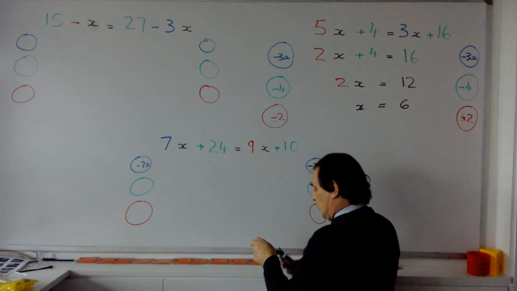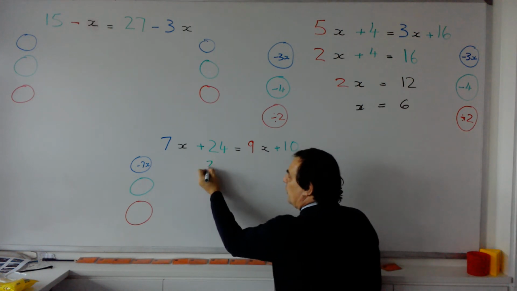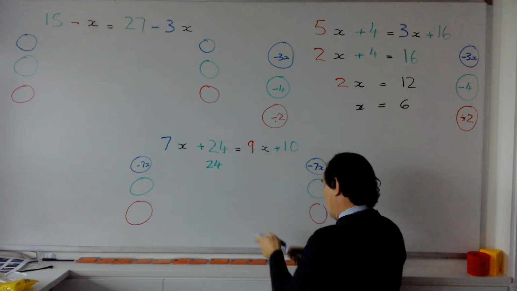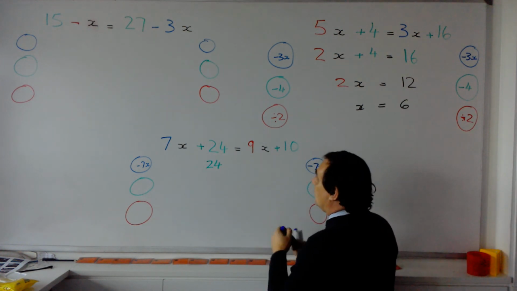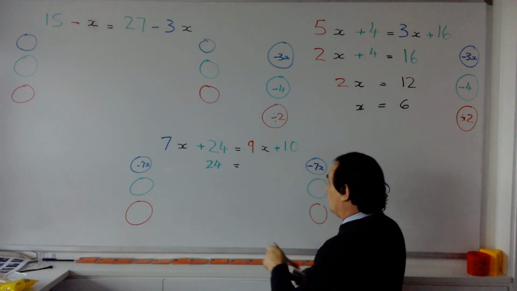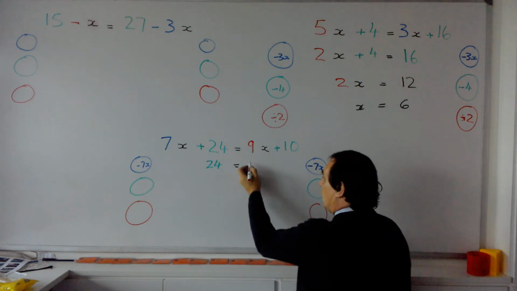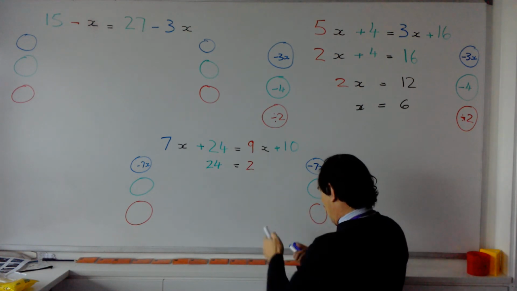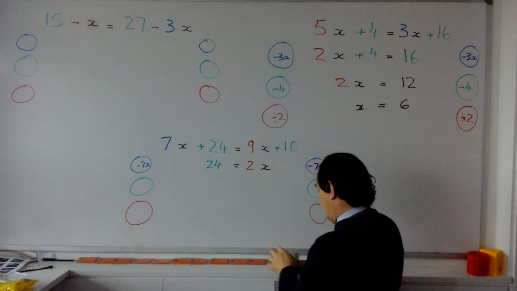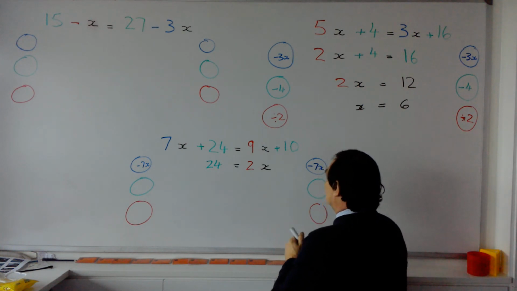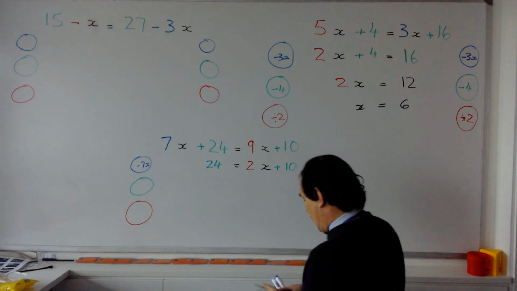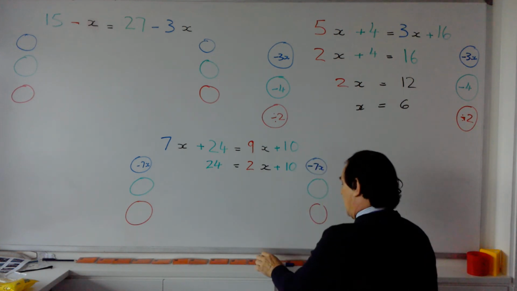That leaves us with the plus 24, so we can just write 24 because we haven't got anything before it, but we know it's a plus, and that's equal to 2x, because it's 9 take away the 7. That's 2x, and we've still got the plus 10. So there's my blue stage finished.